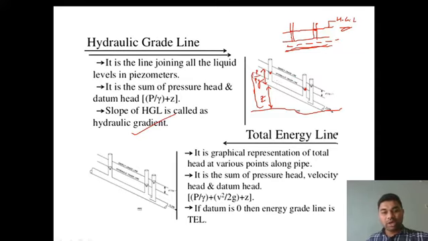And what about the total energy line? The total energy line is the combination of P by rho g, the datum head, and one more, the velocity head, V square by 2 g. When we add all these, we get the total energy line. It is the graphical representation of the total head at various points along a pipe. In the hydraulic gradient, we are using only the hydraulic grade line, so we are using just two quantities.